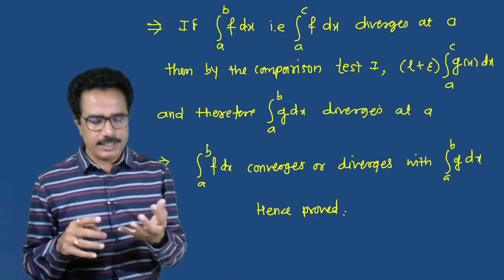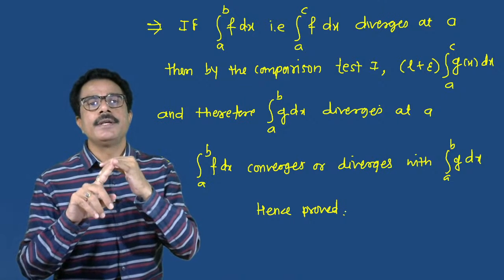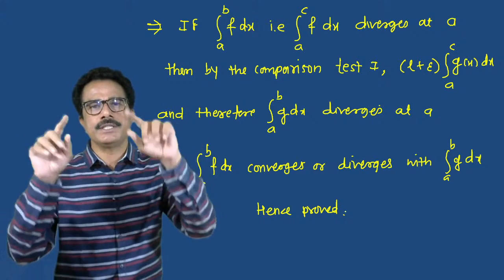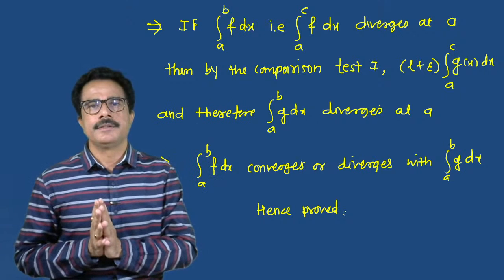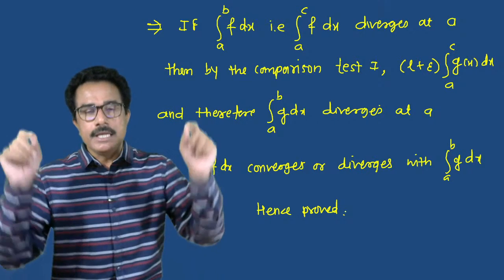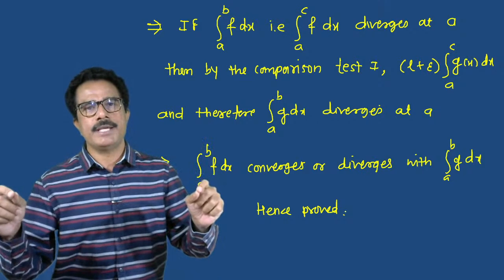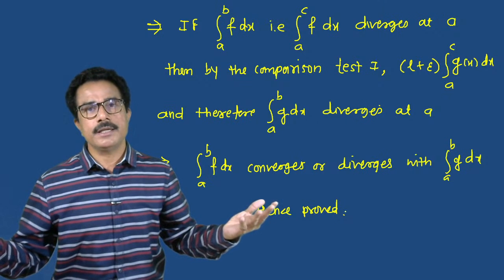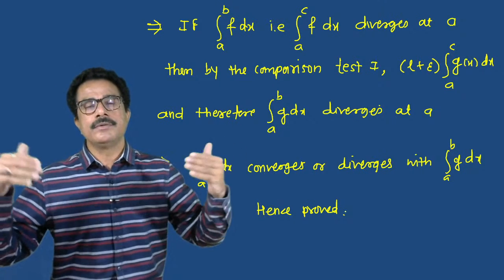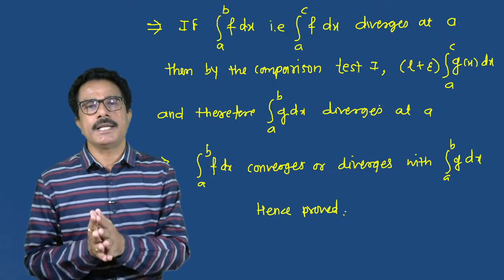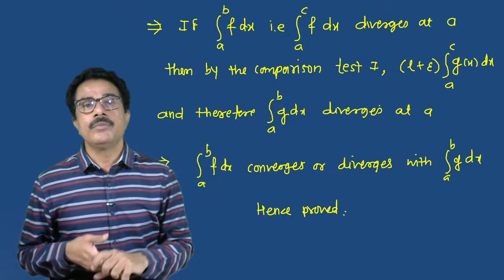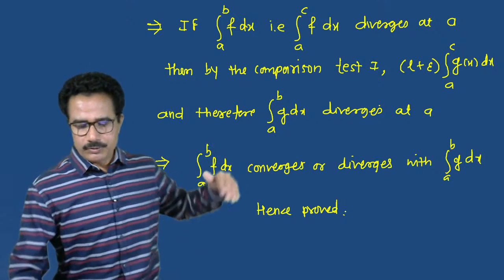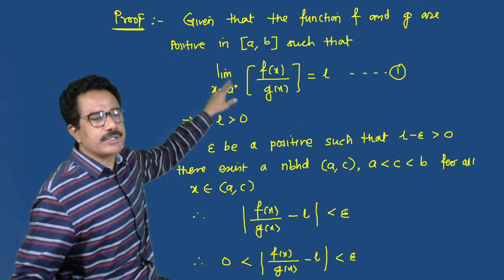First of all, I shall express this statement again. Let me state the theorem once more. If f and g are two positive functions in the closed interval a b, and limit x tends to a positive of f of x divided by g of x equals L, which is a positive, finite real number, then we have to prove that the integral of f and the integral of g both converge or diverge together. This is given. So how have we proved it? We have proved it according to the given condition we have written.